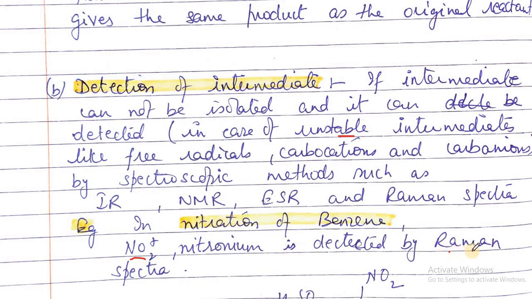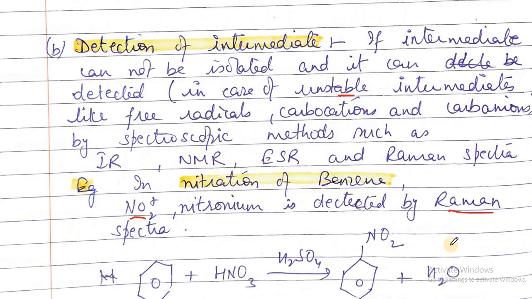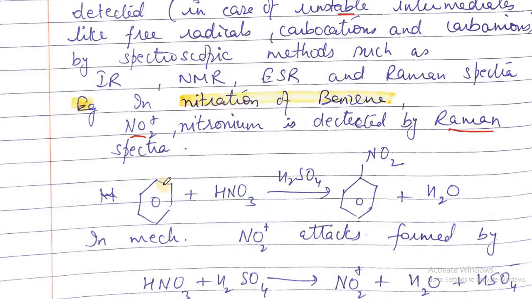That is, Raman spectra indicates that in this nitration of benzene, this intermediate is involved, which cannot be isolated, but it can be detected by Raman spectra. When benzene is nitrated in the presence of nitric acid and concentrated sulfuric acid, we get nitrobenzene plus water.